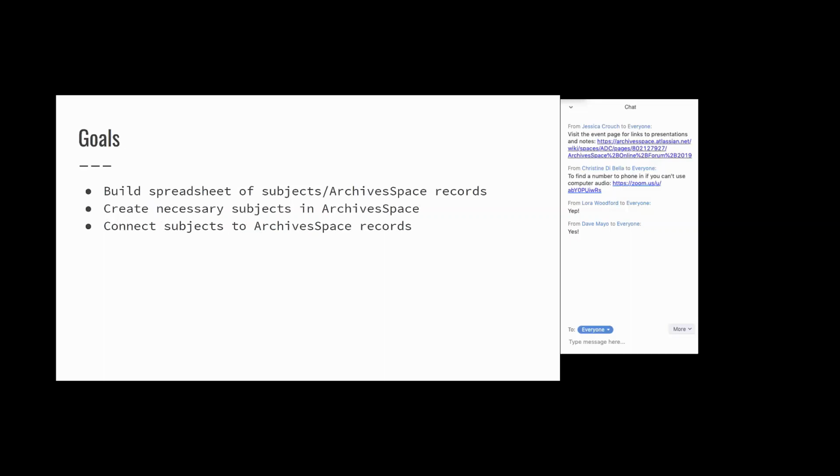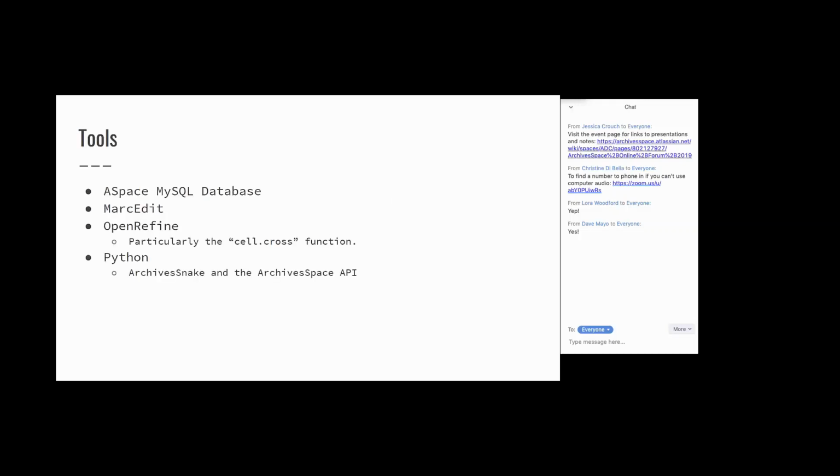The goals that I set out for myself were first to build a spreadsheet of the subjects that should be added to the ArchivesSpace records, then create those necessary subject records in ArchivesSpace, and then finally make that connection between subject records and ArchivesSpace resource records. I apologize, I'm trying to refer to it as resource records throughout.